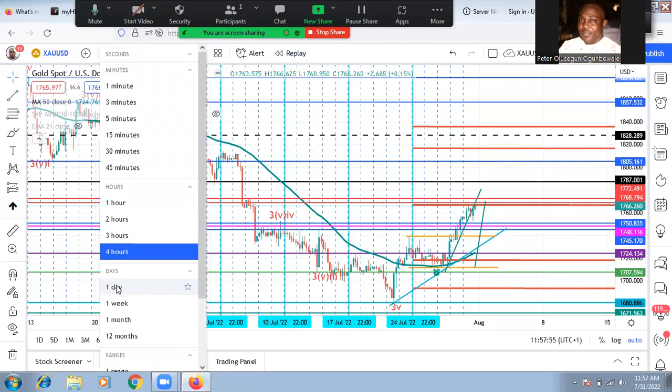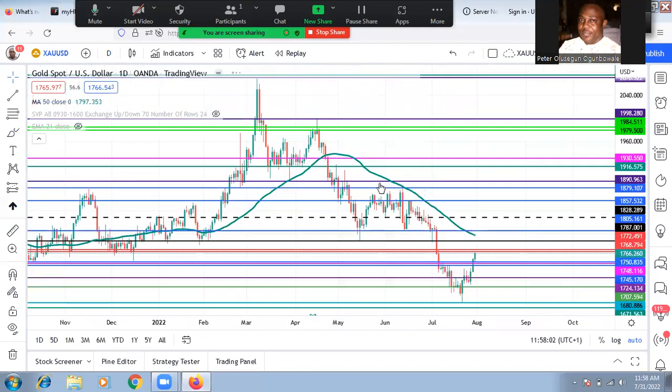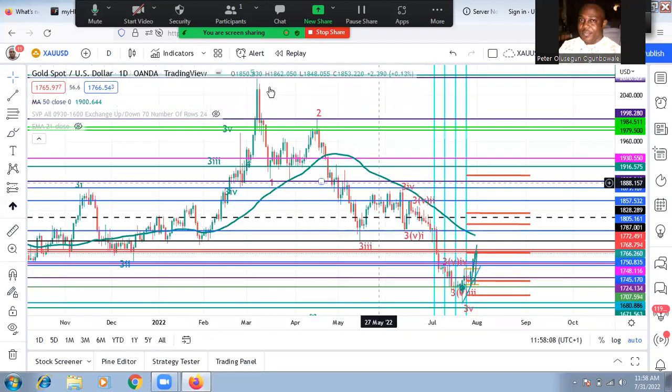It doesn't have to run in 5 waves. That's one thing you must know: this price may not run in 5 waves, it may just run 3 waves. Let's look at what has been happening to gold. If you look at this, this is one move, and this is a correction, and this is a new move. So which ends this one?